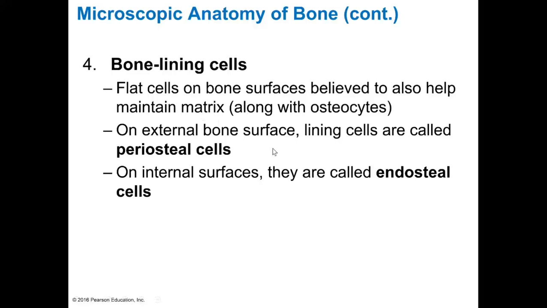On the outside of a bone, they're called periosteal cells, because remember the periosteum is on the outside of the bone, and on the inside they're called endosteal cells because the inside lining is the endosteum.